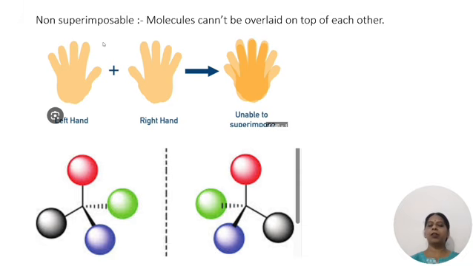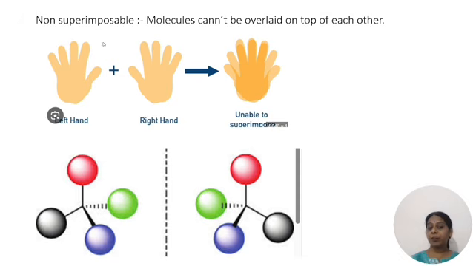So that is a non-superimposable image. Now here, one molecule is given, and its mirror image is also given. In the first structure, four different atoms are attached to a central carbon atom, and all these are different. No one will match to anyone.